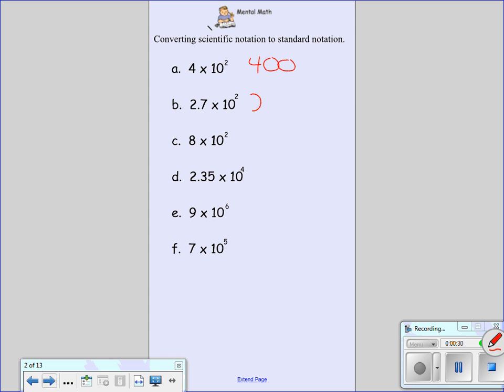2.7. So take a look. I'm going to write 2.7 right here, and I have to the second power. So I'll move it over 2. So my answer is 270.